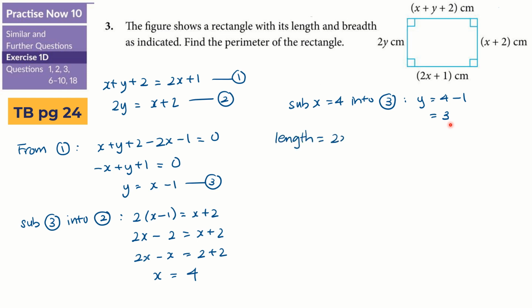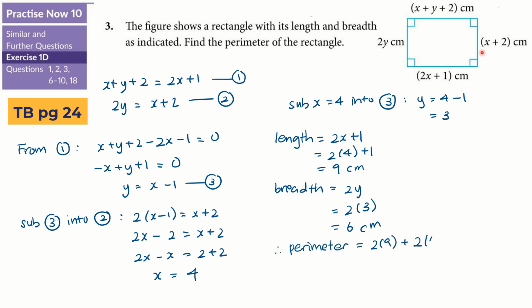So the length, I decided to use 2x plus 1. You may of course use x plus y plus 2. The length will then be equal to 9 centimeters, followed by the breadth, which is equal to 2y cm. You could also use x plus 2 for calculating the breadth, and that will give us 6 centimeters. So with the length and the breadth, we can calculate the parameter, which is 2 times the length plus 2 times the breadth. Hence, my parameter is equal to 2 times 9 plus 2 times 6 equals 30 centimeters.